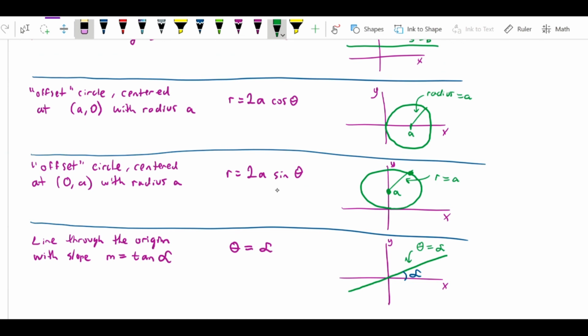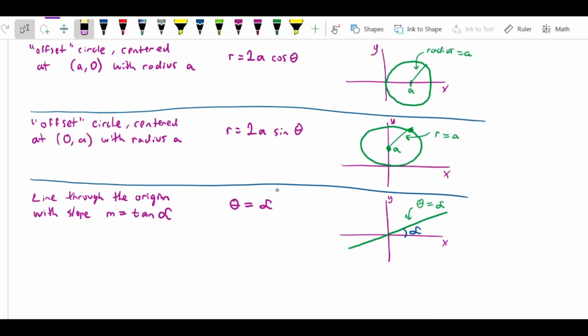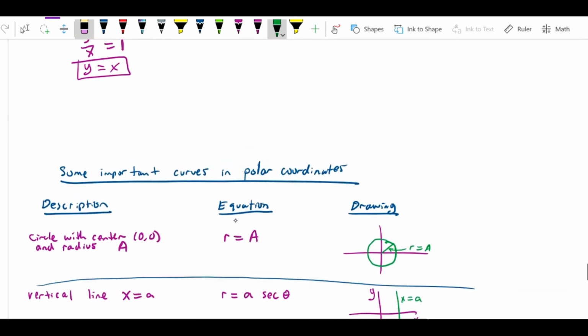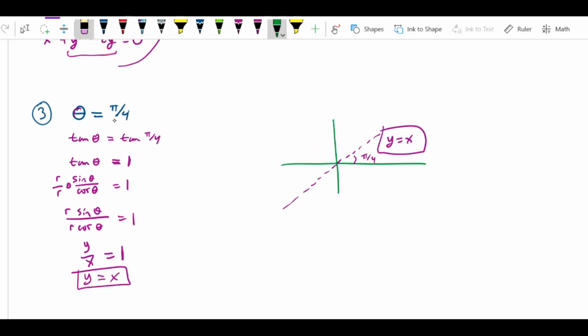And then finally, we saw in the previous example that for a line through the origin, the equation is just theta equal to the angle that the line makes with the origin. One way to describe that is the line through the origin with a slope of m equals tan alpha. The equation of that is theta equals alpha. And by the way, that's really what we had done when we solved this problem. We were given theta equals pi over 4, and we simply converted that into the equation tan theta equals 1. In other words, tan theta equals the slope, and from there we were able to get the rectangular equation of the line.